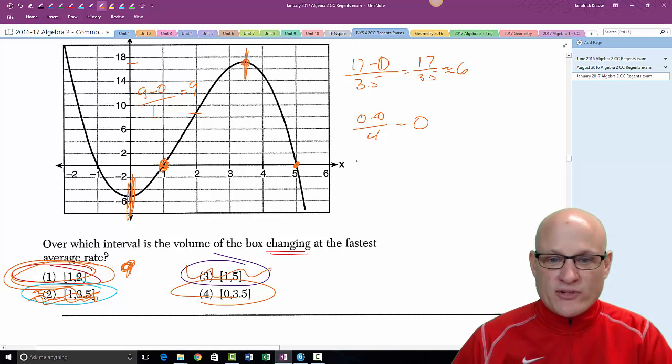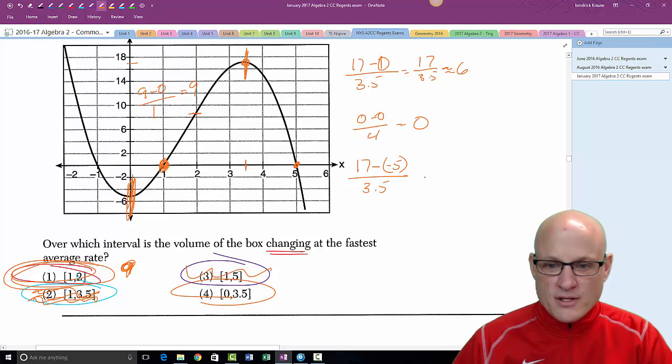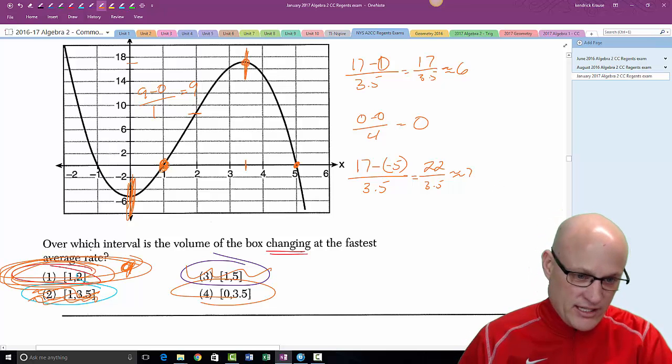Well, this goes from 17 minus negative 5, all over 3.5. So this is 22 over 3.5, and this is approximately 7. So that's why choice 1 is the answer.